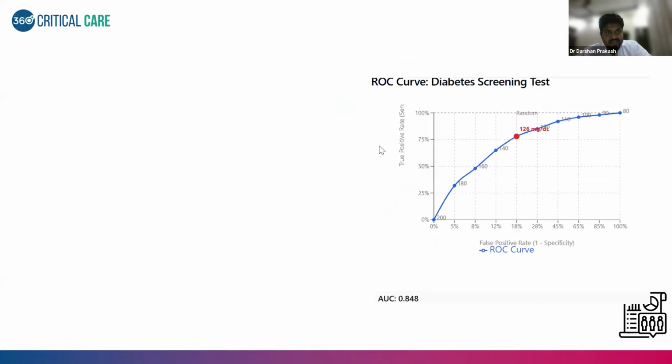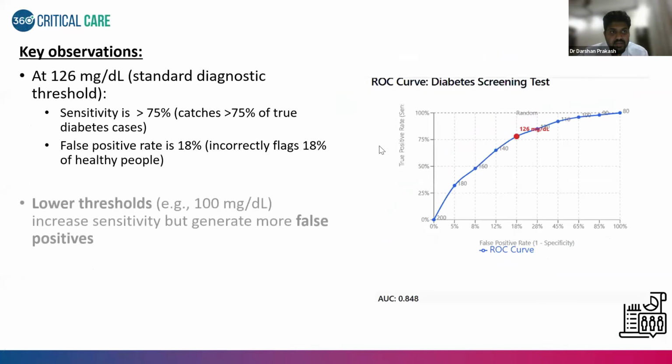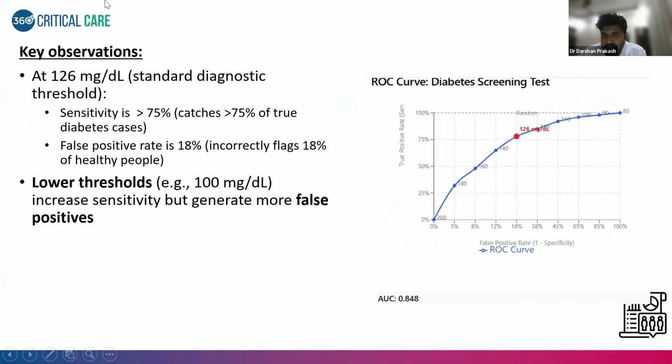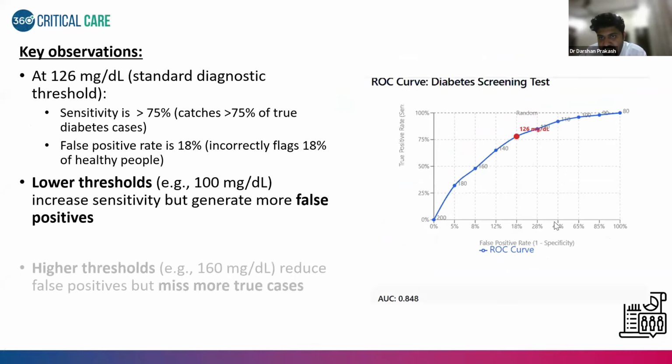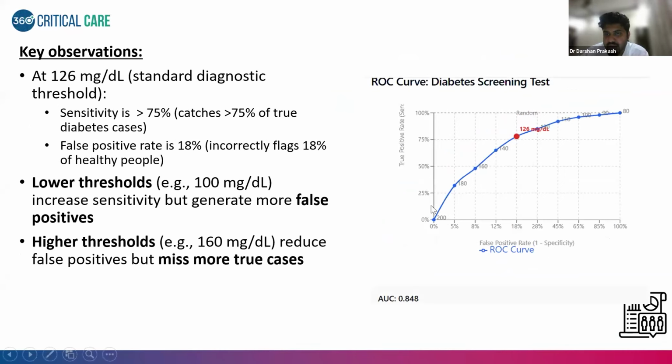So the key observations here, as I've already mentioned: roughly 75% is the sensitivity, 18% is the false positive rate. So more or less, if we change it either side, we are going to have a trade-off between the sensitivity and the false positive rate. Similarly, I forgot to mention the higher end, that is, if it is closer to 160. What usually happens is the sensitivity drops here, correct? The true positives might be lost for us.